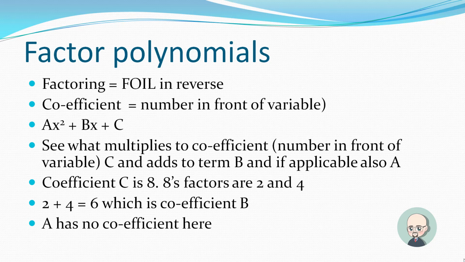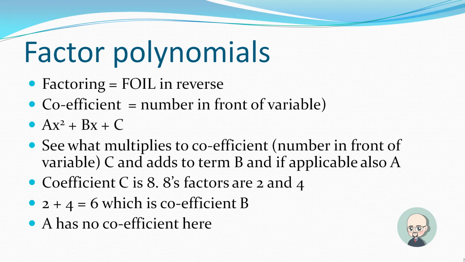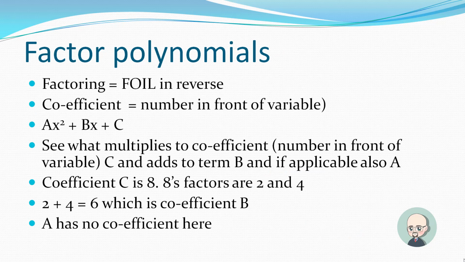So coefficient c is 8. 8's factors are 2 and 4. 2 plus 4 equals 6, which is coefficient b. A has no coefficient here. That's working back on the previous problem when I'm looking at that in terms of A, B, and C when we talk about those coefficients. The coefficient of x squared here is 1, the coefficient b is 6, and c is 8. So you see we're working backwards with factoring on that previous problem.